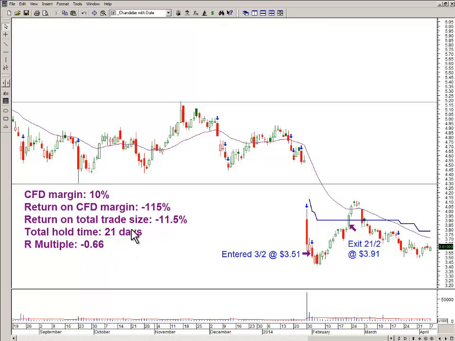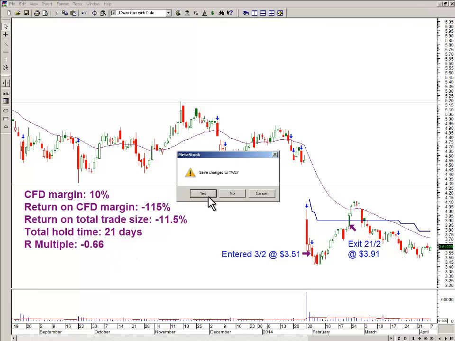So now let me show you one of my big winning trades that I've had with my daily system over the last couple of months.